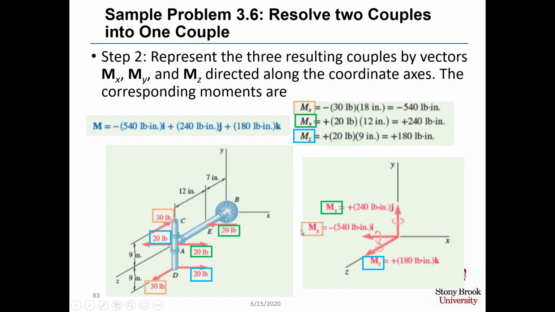For the moment about the z-axis, we couple these 20-pound forces at point A and point D, which are separated by 9 inches. Multiplying 20 by 9, we get 180 pound-inches, and the reason that's a positive moment around the z-axis is that these two forces combine to make a clockwise moment going around the z-axis.